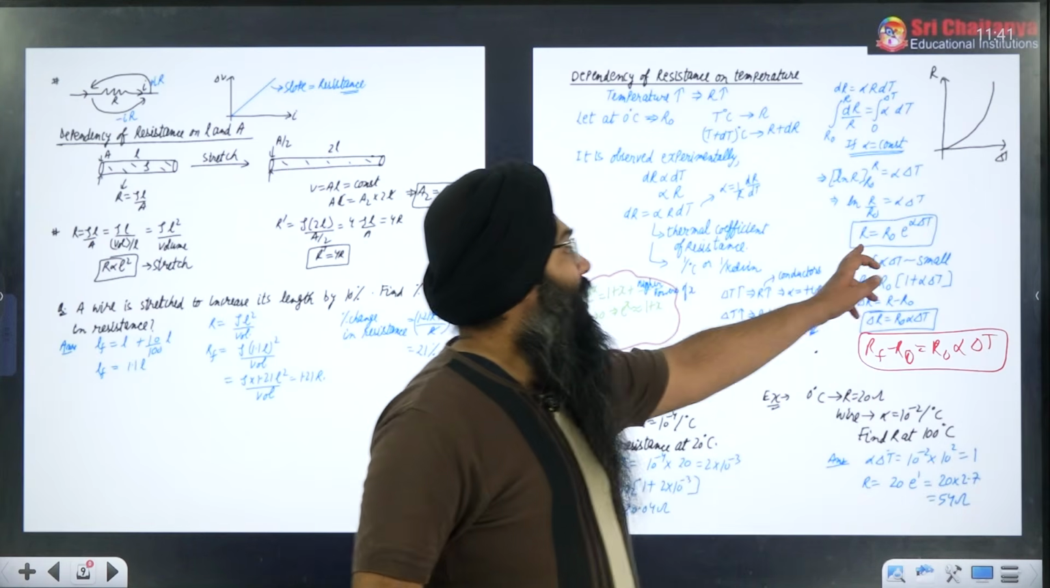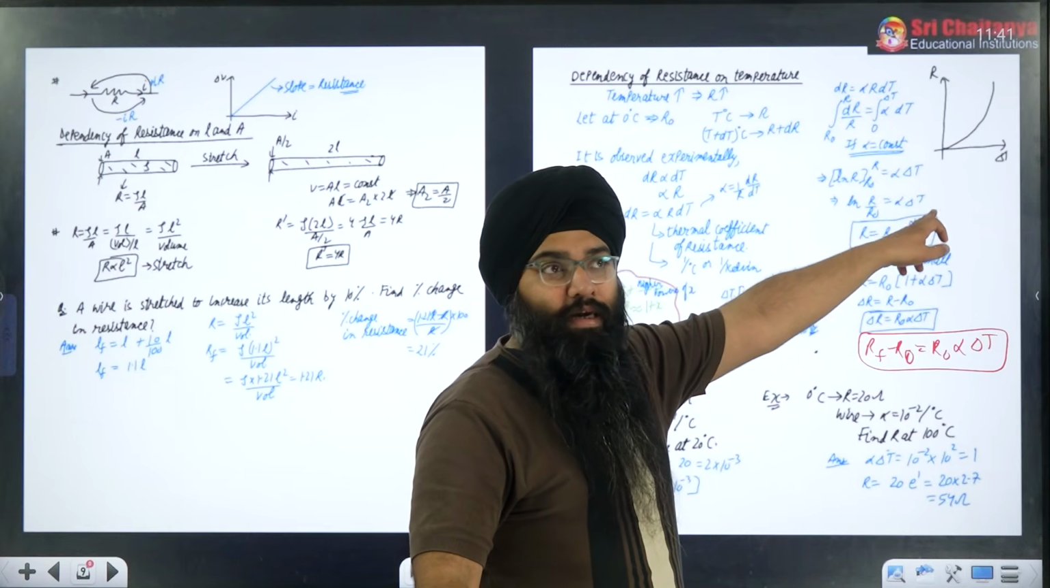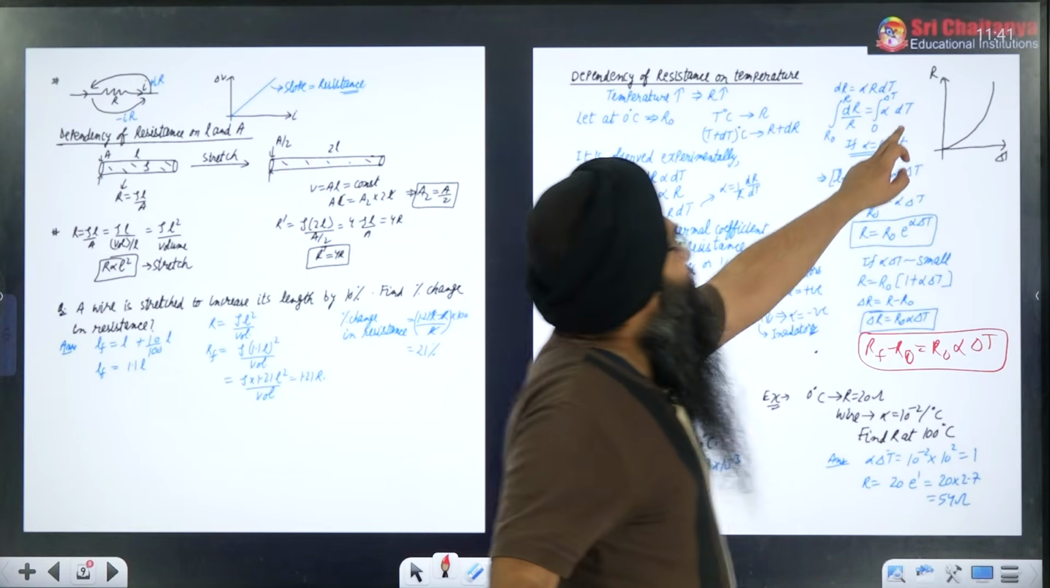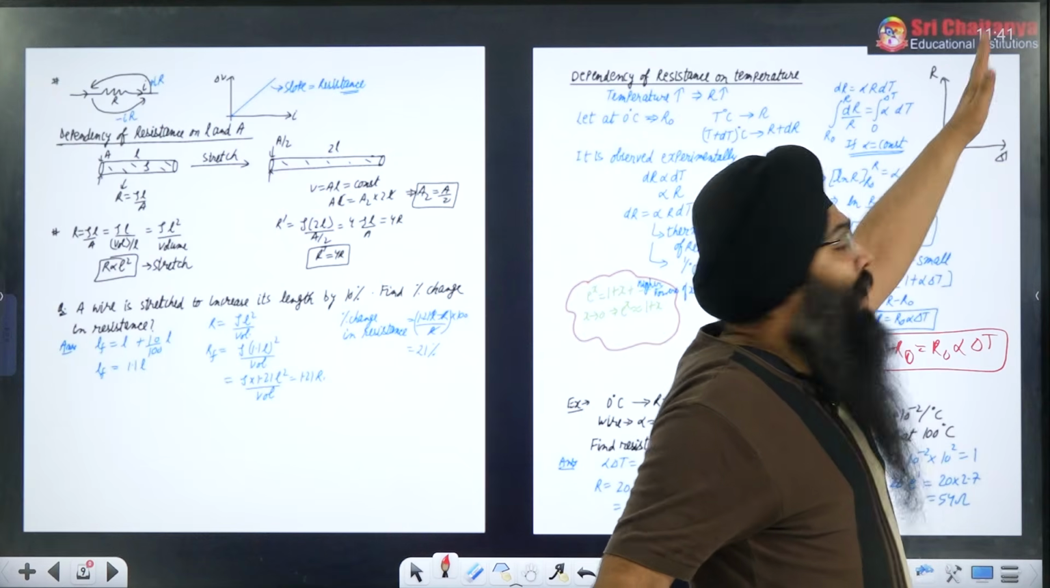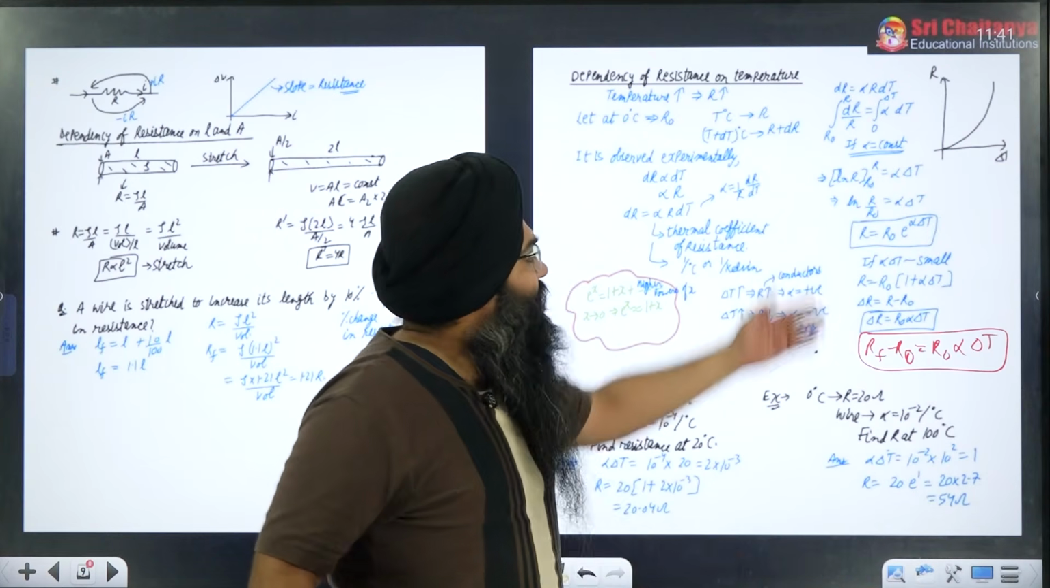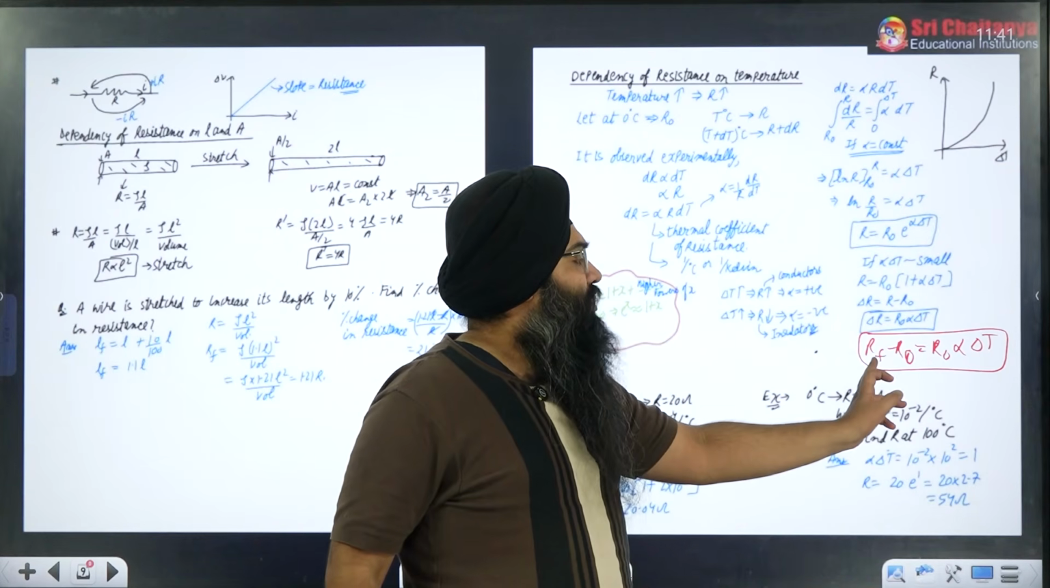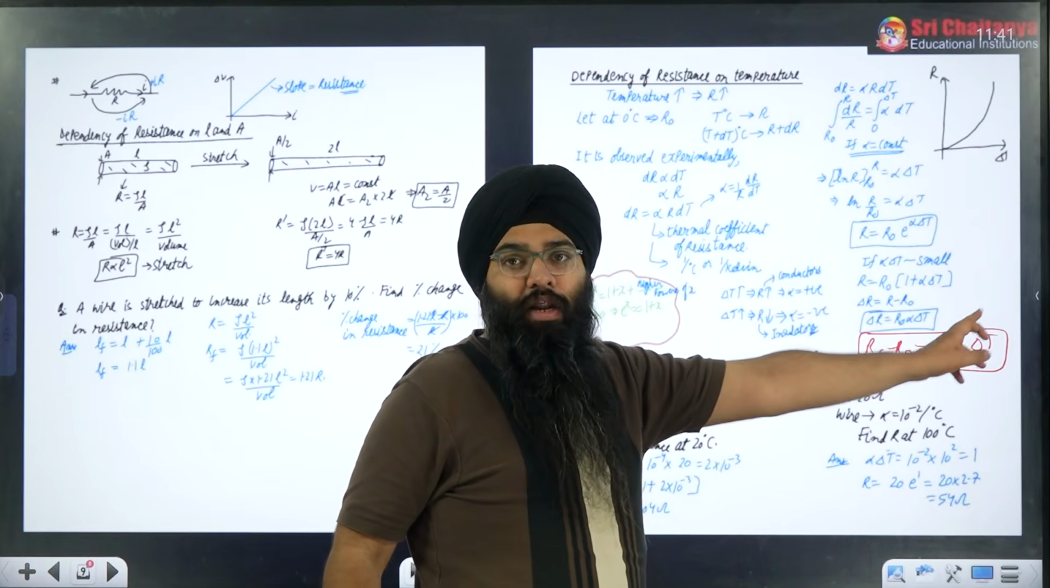The actual relation will be R is equal to R naught e to the power alpha delta T. It is an exponential relation. Even if you plot the resistance versus temperature difference for a conductor, you will get an exponential relation. But if you do the approximation, we will get this relation as R final minus R naught is equal to R naught alpha delta T.